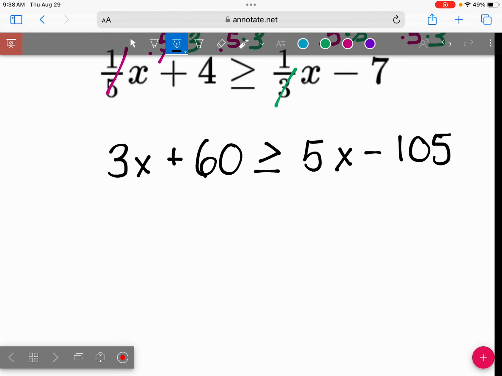So you can do it with the fractions, or you can do this and get rid of all your fractions, or you can do some combination therein. It doesn't really matter. Whatever makes it easier for you to do.